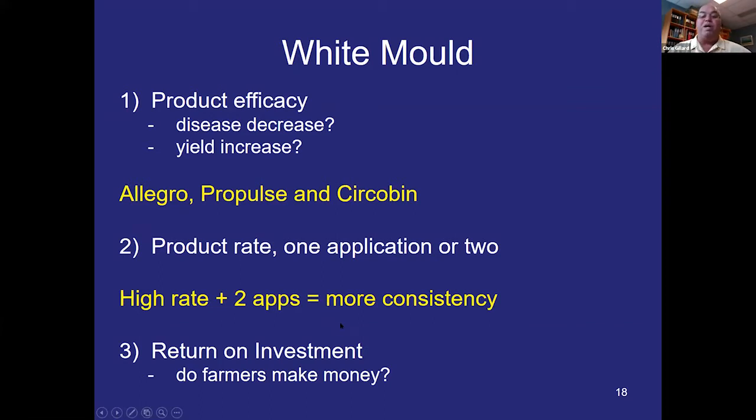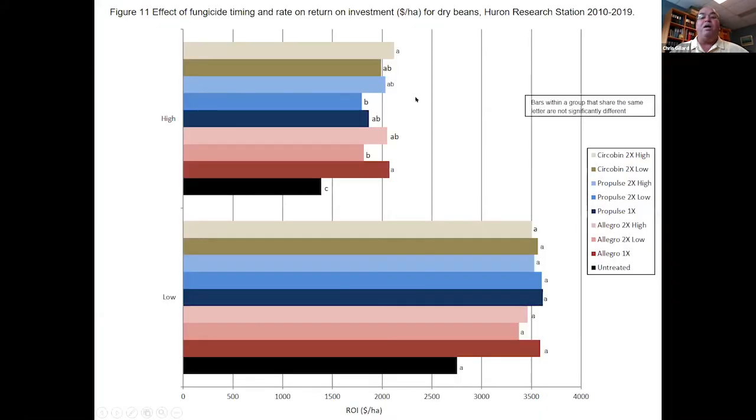Of course, then becomes the question, well, can we make money doing this? With higher rates and more applications, do we make money? And so the final slide, same setup for the slide compared to the others. This is return on investment in dollars per hectare. No difference between the treatments here at the low disease sites.